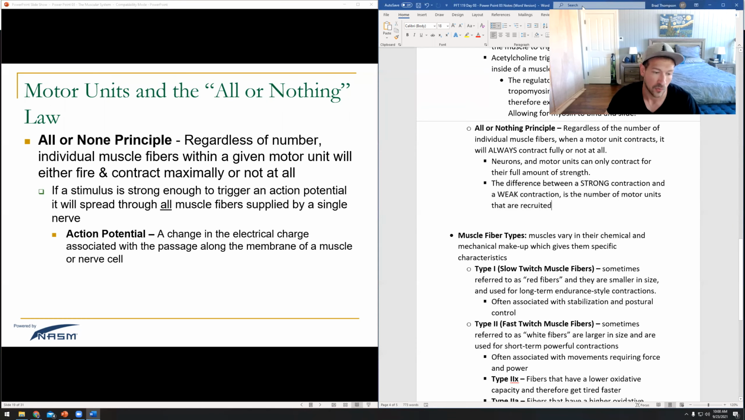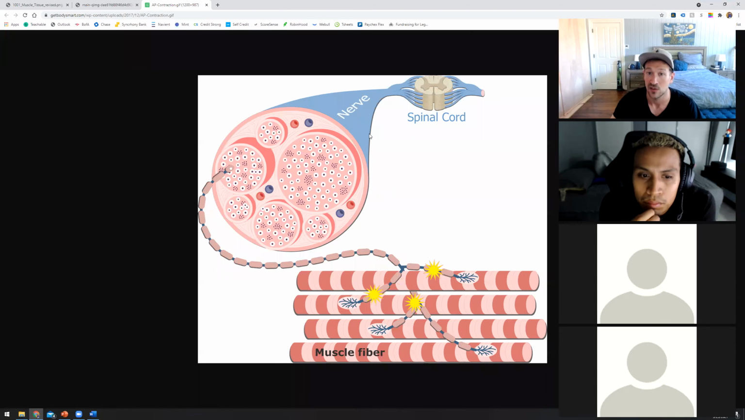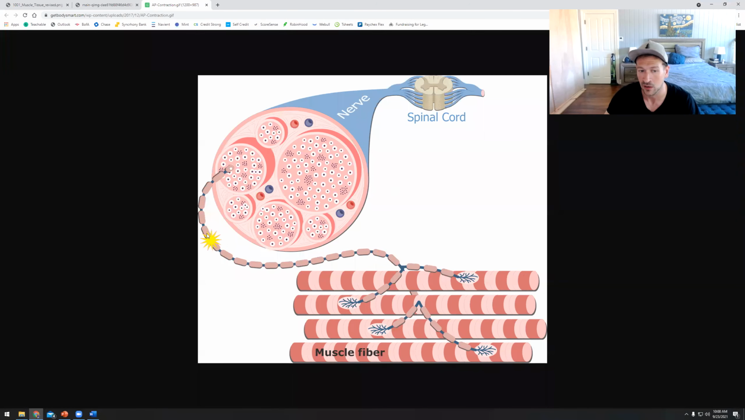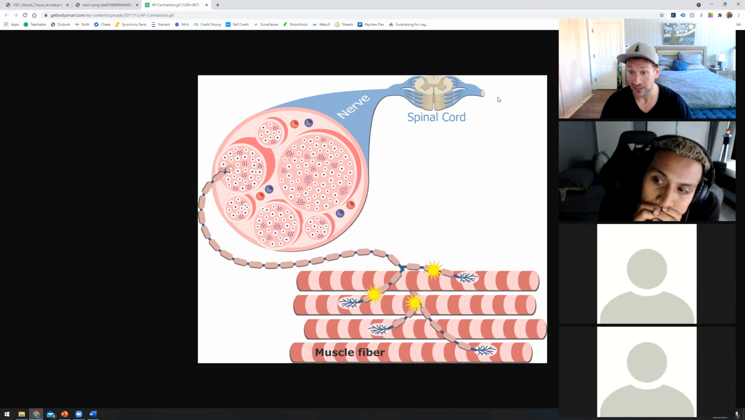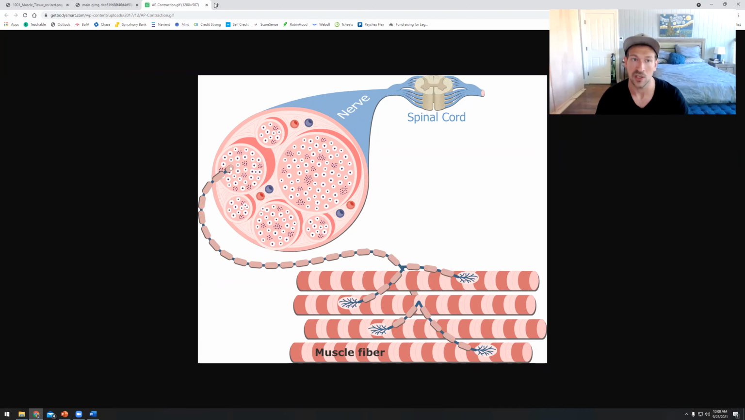So we're seeing in this picture here, this is one motor unit. That's one neuron and it's contracting 1, 2, 3, 4 muscle fibers, right? But what if you were to use 50 neurons, which would contract 200 muscle fibers? That would be a very different contraction. And that's why your nervous system really dictates how much strength you use.